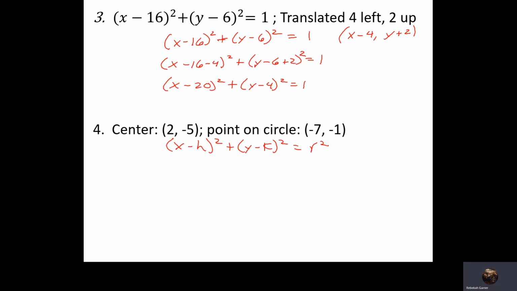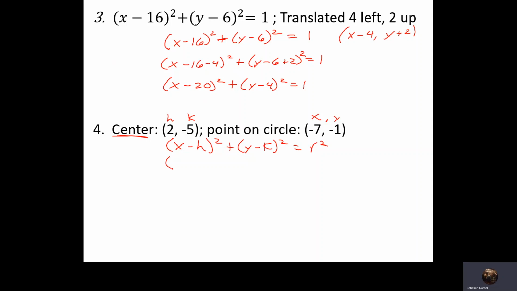Yeah, that's the thing, we've got to get these straight. What do we plug in where? Isn't the center supposed to be your h? Yeah, since it says center, we know this is going to be h, this is going to be k. And since it's a point on the circle, it will just be x and y. So we're going to plug in -7 for x, 2 for h, and so on. So we're just plugging these in. So tell me what to write, Parker.